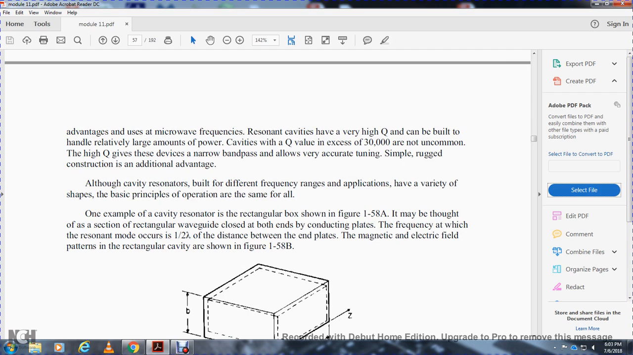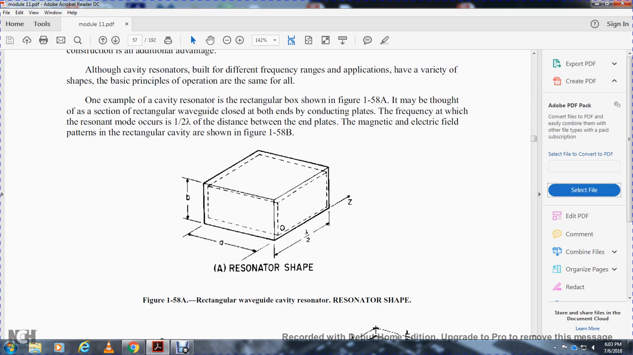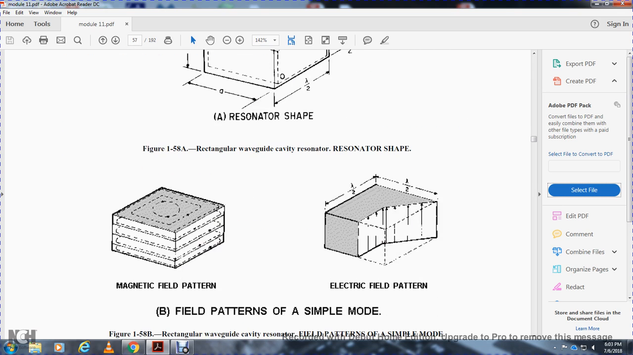Although cavity resonators are built for different frequency ranges, and applications vary with the shape, the basic principle of operation is the same for all. One example of a cavity resonator is the rectangular box shown in Figure 158, made by a section of rectangular waveguide closed at the end by a conducting plate. The frequency of the resonant mode is at 1/2 wavelength distance between the end plates. The magnetic and electrical field pattern of the rectangular cavity is shown in Figure 158b. The resonant shapes A and B, the 1/2 wave with the impedance Z.